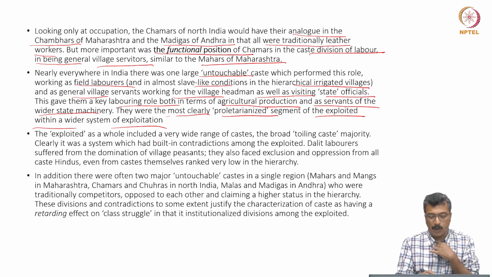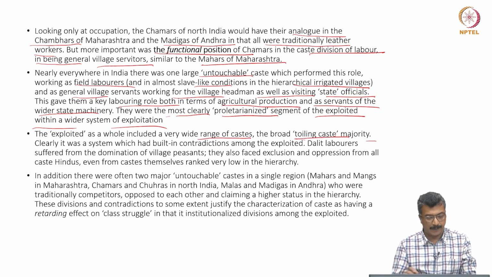The exploited as a whole included a wide range of castes, the broad toiling caste majority. Clearly, it was a system which had built-in contradictions among the exploited. Dalit laborers suffered from domination of village peasants. They also faced exclusion and oppression from all caste Hindus, even from castes themselves ranked very low in the hierarchy.